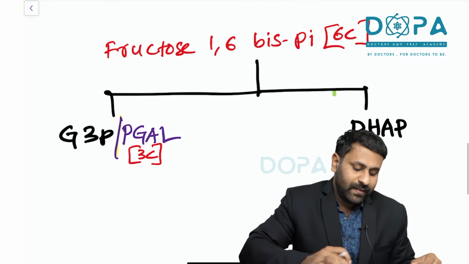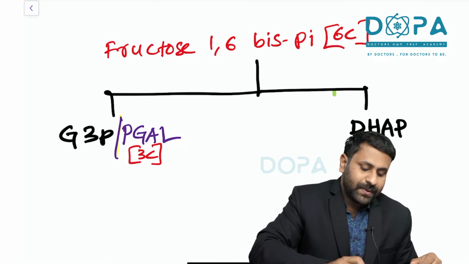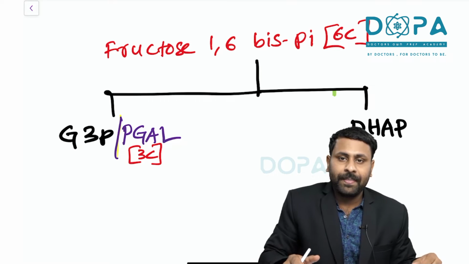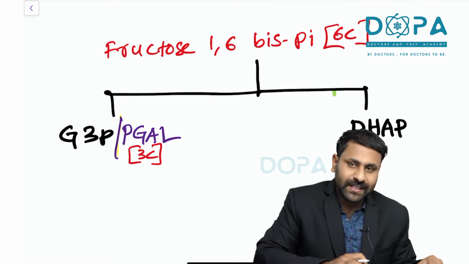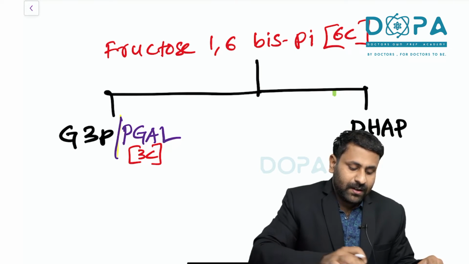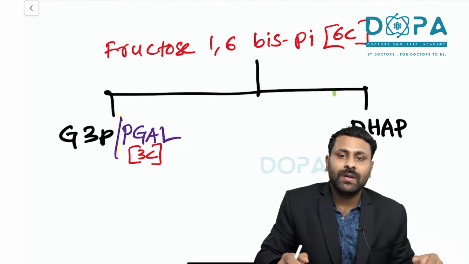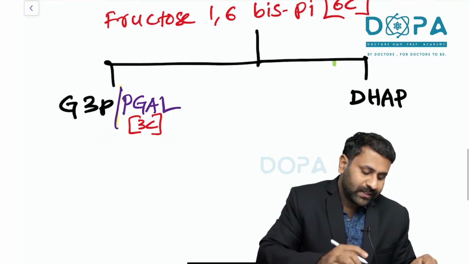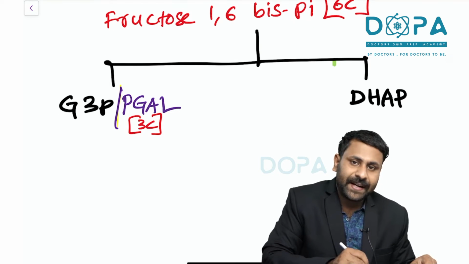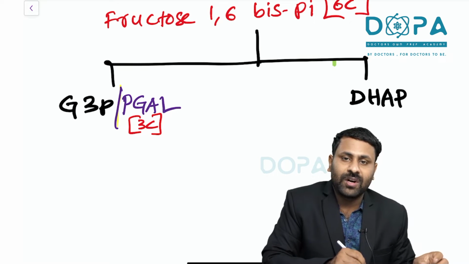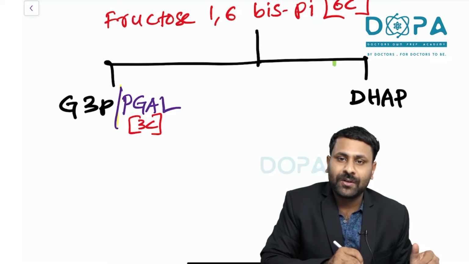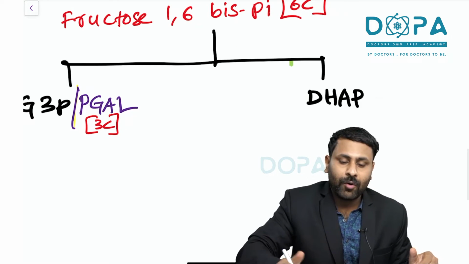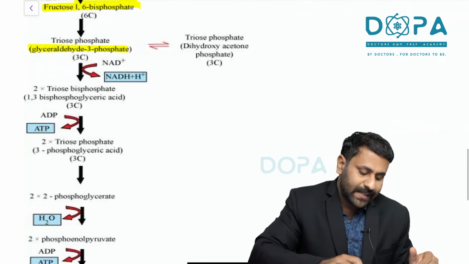Dihydroxyacetone phosphate. Once again I repeat, fructose 1,6-bisphosphate is a 6-carbon compound. It is split into two 3-carbon compounds, one is G3P and one is DHAP. The first 3-carbon compound is glyceraldehyde 3-phosphate, or simply G3P or PGAL, phosphoglyceraldehyde. It is a triose sugar, a 3-carbon containing sugar. Another 3-carbon compound is DHAP, dihydroxyacetone phosphate.